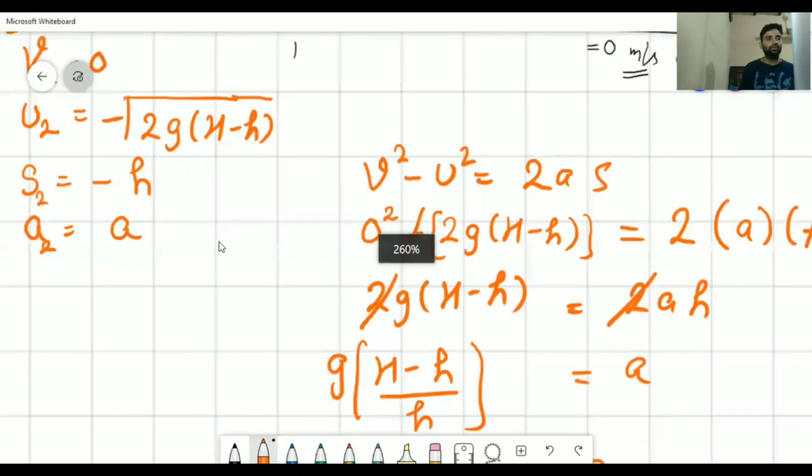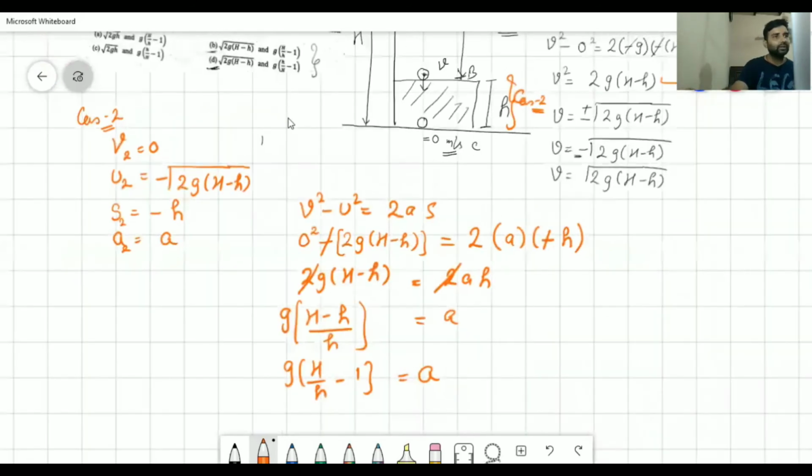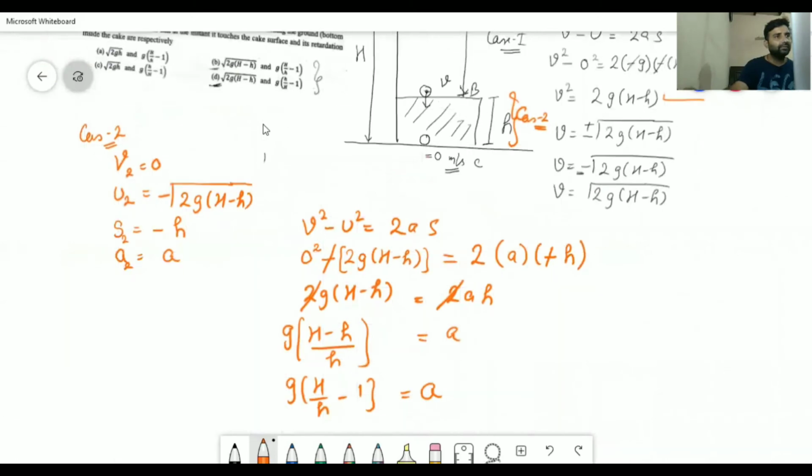So now we will see our options. The correct option here would be this B option, right? Because in option B, capital H upon small h is there, and in this also capital H upon small h is there, because the difference is small h divided by capital H. We can directly solve this question also, right? How can we solve it directly?